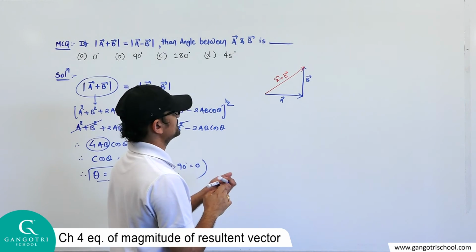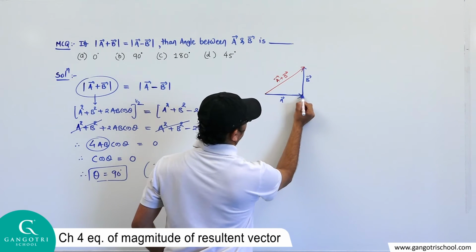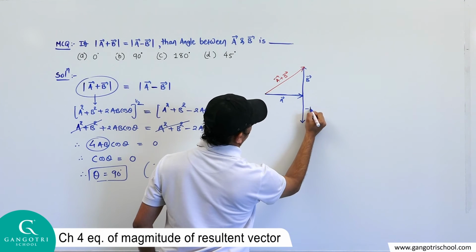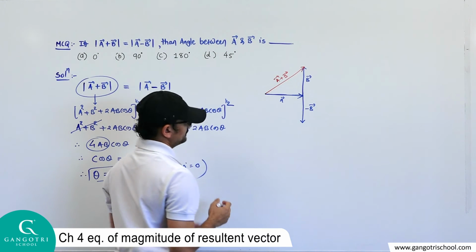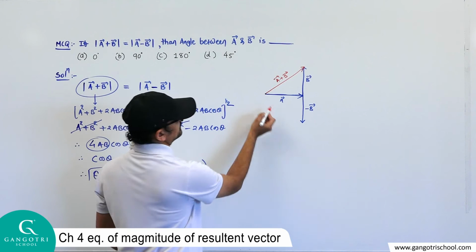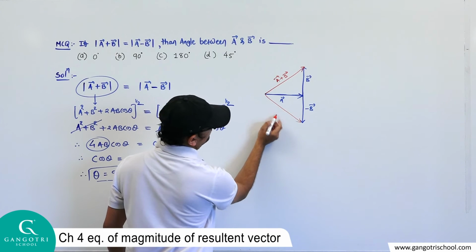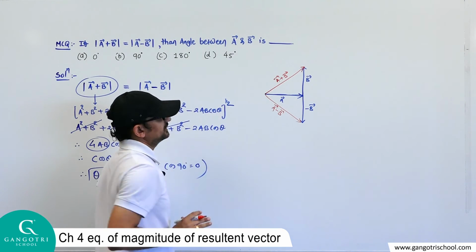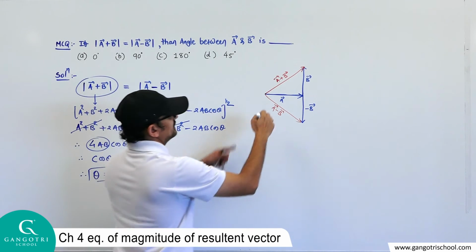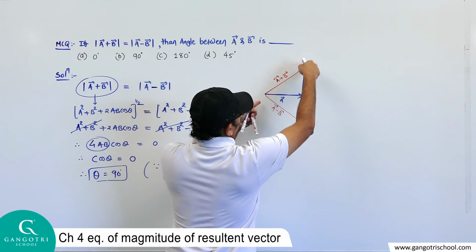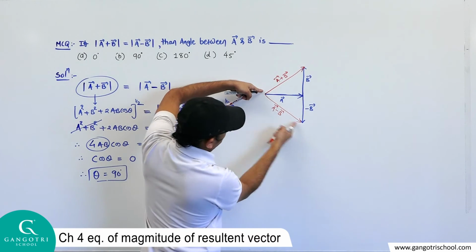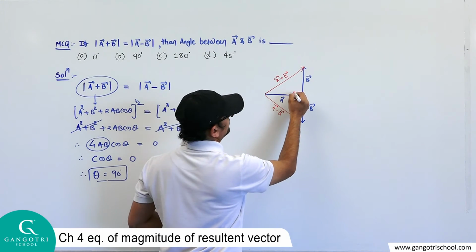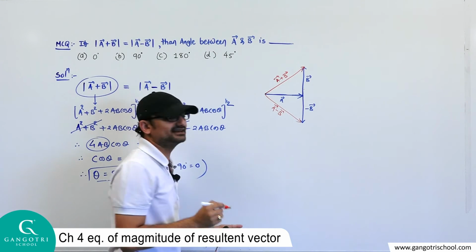Now let's do the subtraction. This is vector A. If this is vector B, then this is vector minus B, opposite in direction. Again, according to the triangle method, tail of the first to head of the last is A minus B. It is very clear from this diagram that the magnitude of A plus B and the magnitude of A minus B are equal. It is equal only if the angle between these two vectors is 90 degrees, otherwise not.